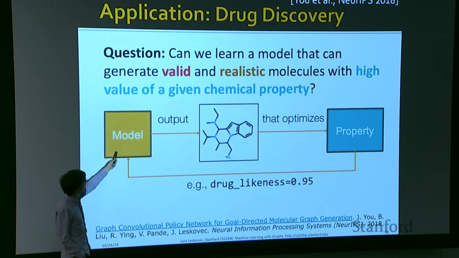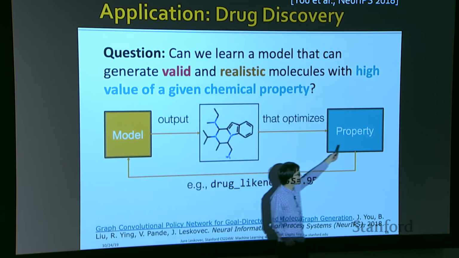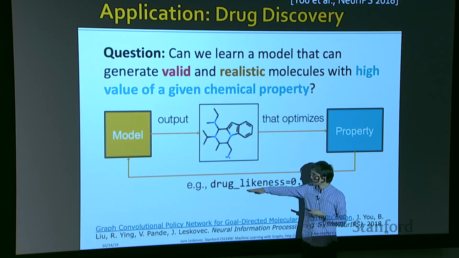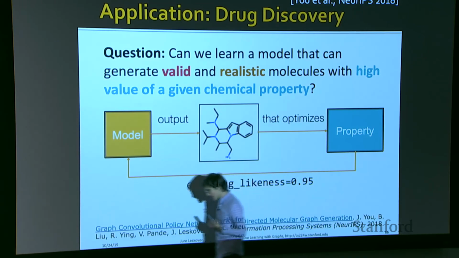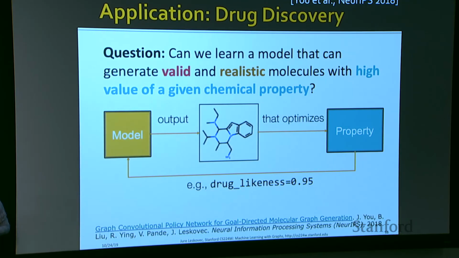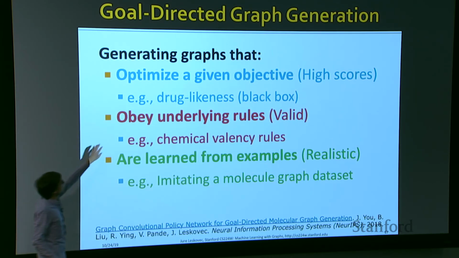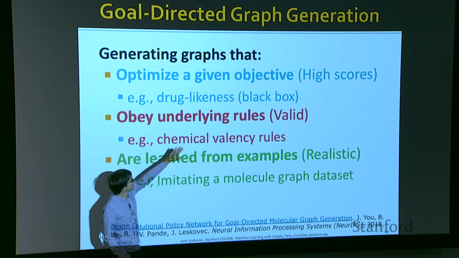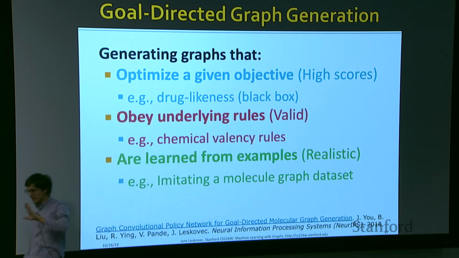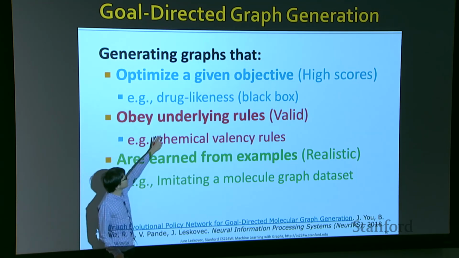So the idea is that you have a model. The model outputs a real molecule that optimizes some property. For example, drug likeness is one of the properties chemists care about, or solubility, or toxicity, and so on. Okay? And I will just show you how you do this. You say, I want to optimize a given objective, so you assume you have some black box that tells you how good a value of that objective you achieved. You want them to be valid, right?